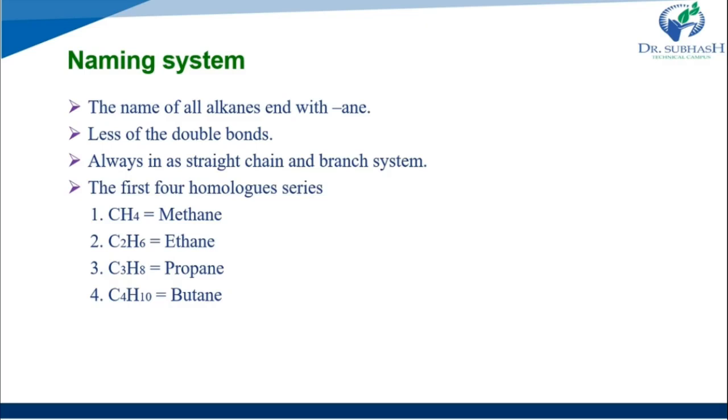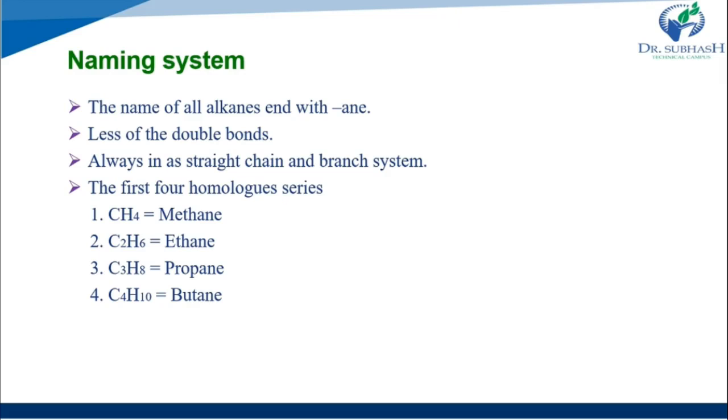Now the naming system of the alkanes, also called the nomenclature of the alkane. First, the suffix is -ane, so all alkanes end with -ane, A-N-E, like methane, ethane. Then, there are no double bonds, because they are saturated hydrocarbons and do not have double bonds.